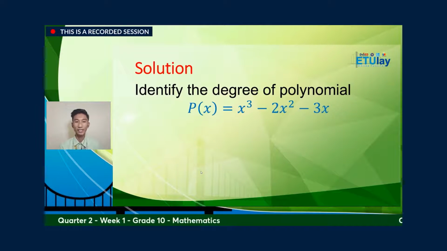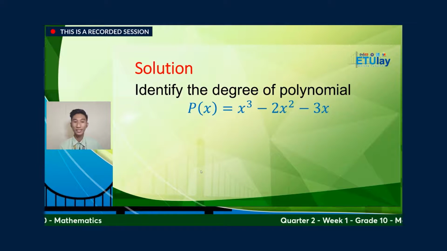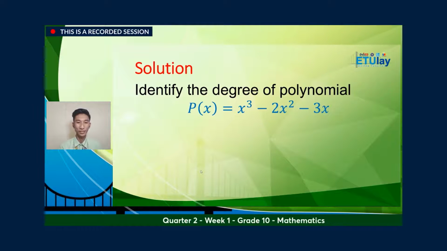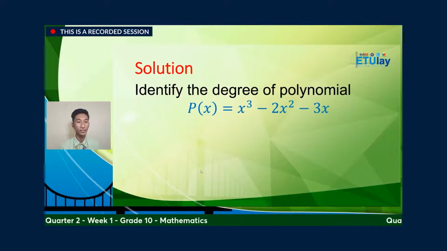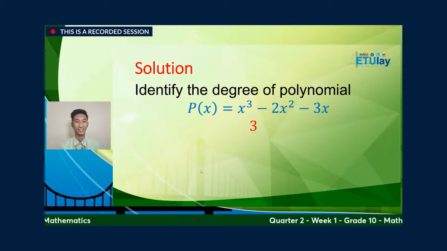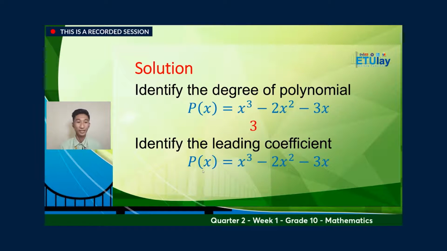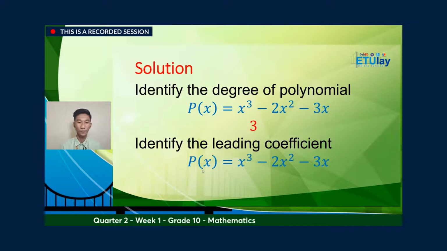Then, let us identify the degree of polynomial. According to Tutor Abjil, the degree of polynomials, yun yung highest degree. So in this particular polynomial function, the highest degree is 3. Therefore, the degree of polynomial is 3. Then, let us identify the leading coefficient. So our leading coefficient is 1.